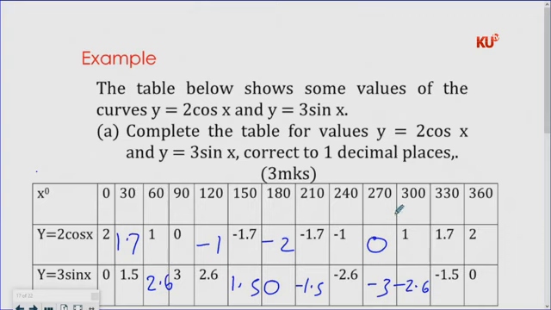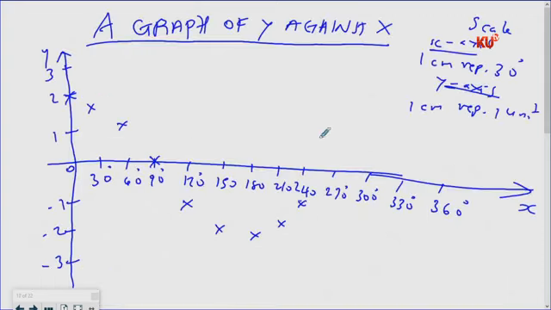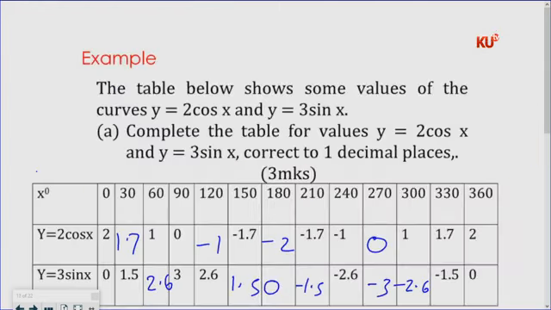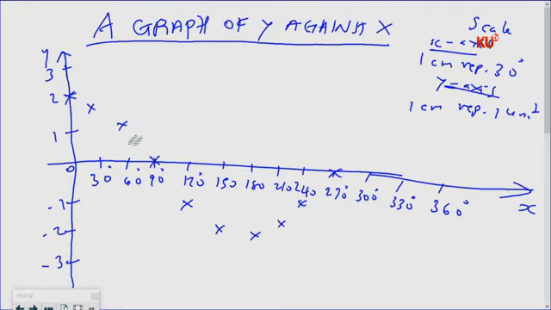270 is 0, as you can see. So 270, 0. 300 is 1. Very good. 300 is 1. Approximately should be somewhere there. When x is 330, y should be 1.7 approximately. If this is 1 to 1.7, should be somewhere there. Finally, when x is 360, our y should be 2. Now you can join these particular points to form a smooth curve.